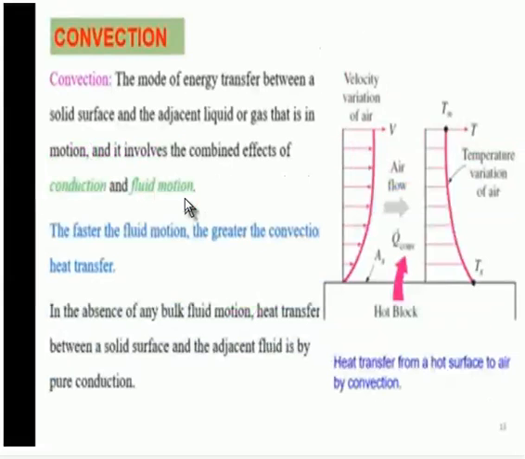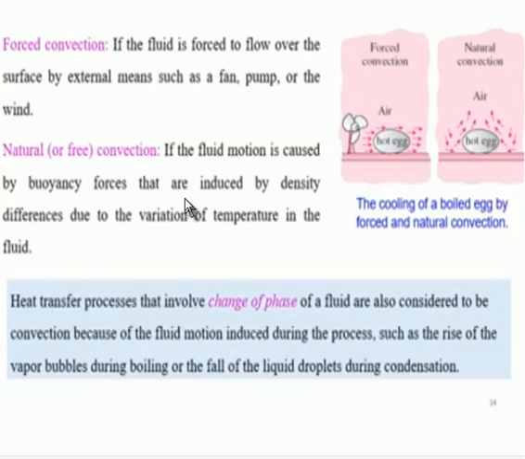Now there are two types of convection. One is forced convection, another one is natural convection. These two are the classification under convection. If the fluid is forced to flow over the surface by external means such as a fan, pump, or the wind.